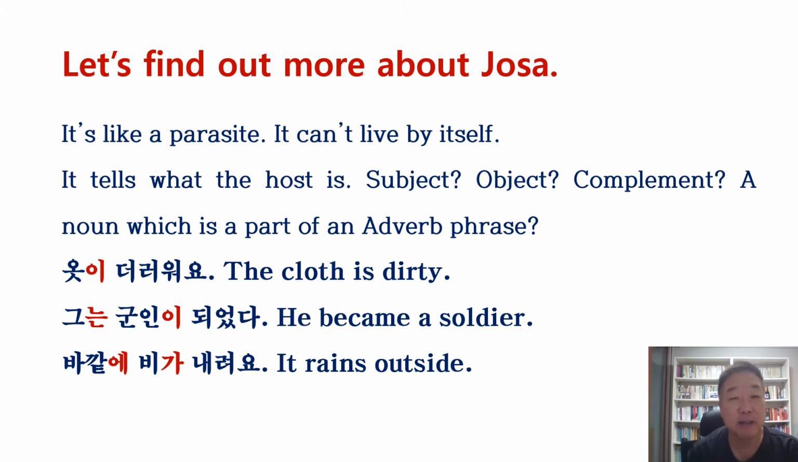그는 군인이 되었다. He became a soldier. So you can tell 그 is subject because you can see the 조사 는, and 군인이 되었다. 군인 is complement because this 이 makes the complement. And the next sentence, 바깥에 비가 내려요. It rains outside. 바깥에 is like the adverb phrase. 에 makes this phrase adverbial. So the next, 비가, 가 makes it a kind of subject. So you can tell 바깥에 is the adverb phrase and 비가 is the subject and 내려요 is like the predicate.